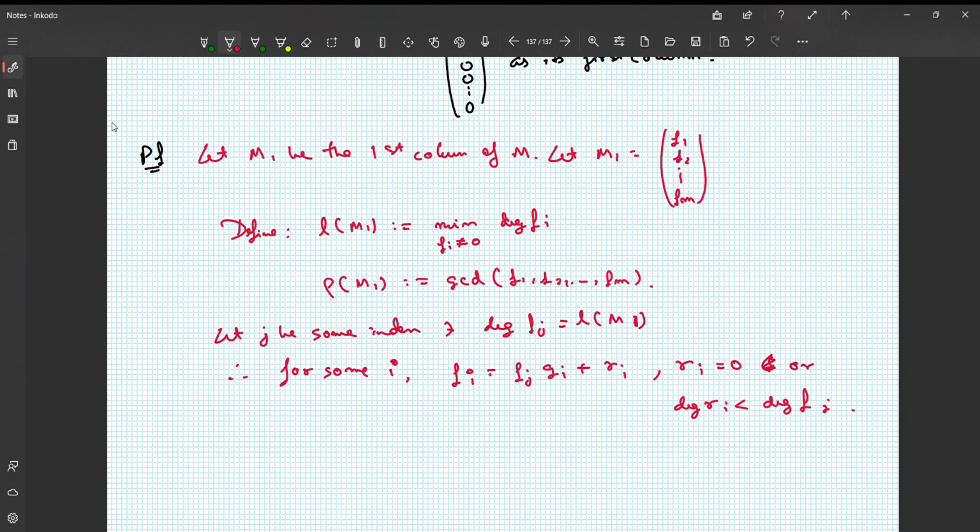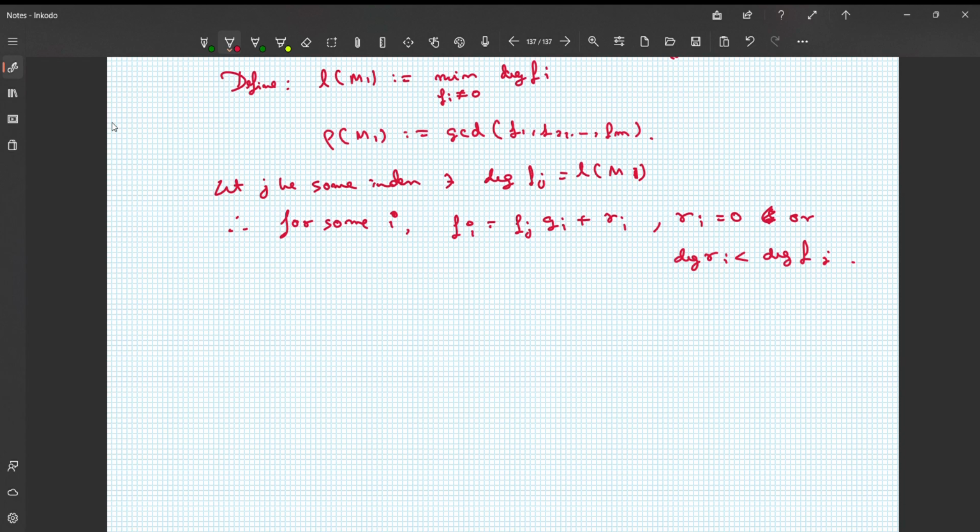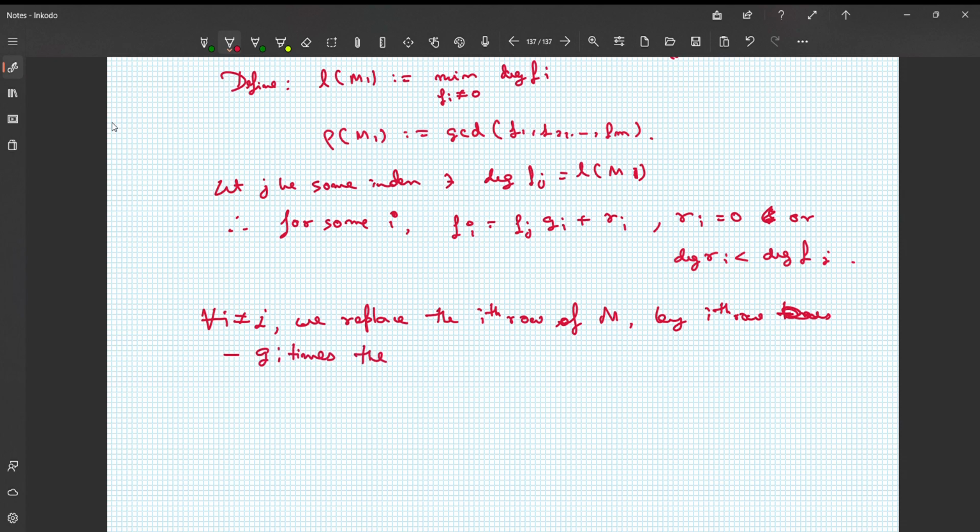Now we come up to the algorithm which we want to do. What we do is that for each i not equal to j, that is, for each i different from j, we replace the ith row of M, to be precise, by the ith row minus gi times the jth row.